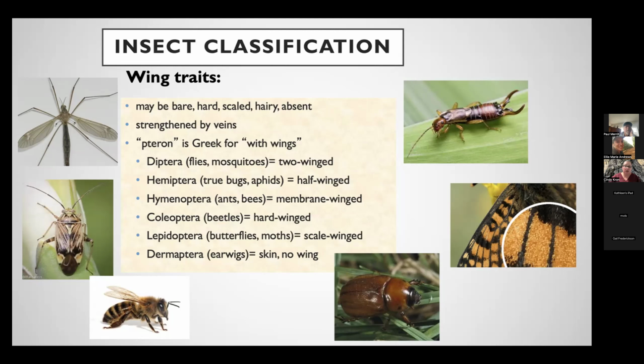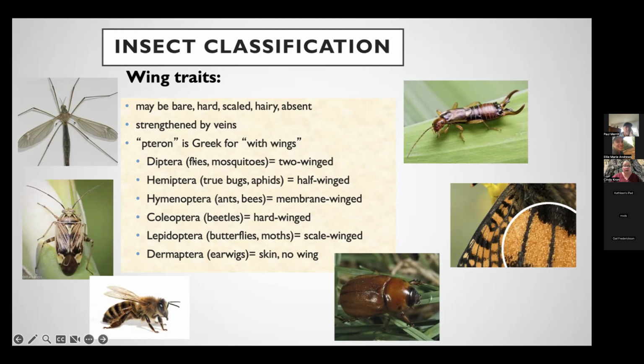The wings are strengthened by veins. Here in your crane fly, you can see these veins. These veins are actually used in identification. Sorry, not species, families of insects will have similar wing patterns. Pteron is Greek for with wings.